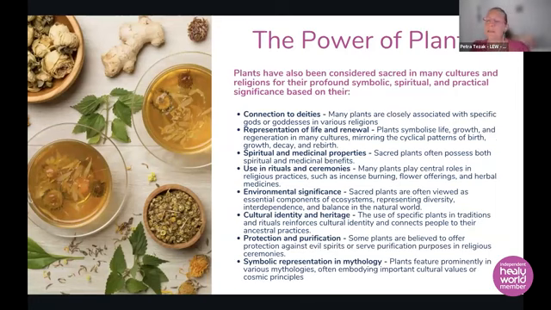Plants have also been considered sacred in many cultures and religions around the world. And probably a lot of you here know that because you grew up with that. They've been considered sacred for their profound symbolic, spiritual, and practical significance.